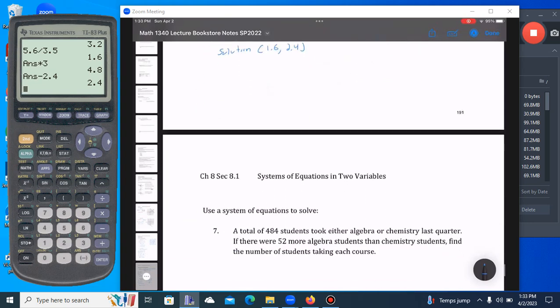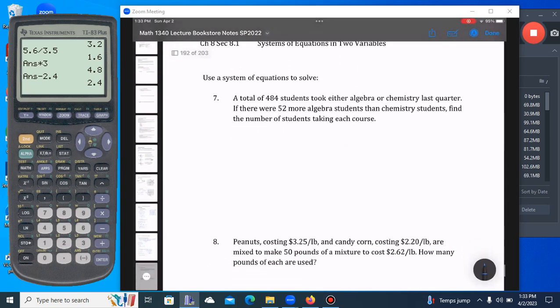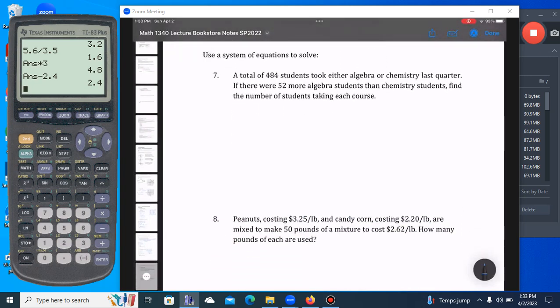Right. Let's do some systems that come from actual applications. That's usually how it ends up being. First question, a total of 484 students took either algebra or chemistry last quarter. If there were 52 more algebra students than chemistry students, find the number of students taking each course. I'm assuming these courses don't allow you to take them both at the same time. Maybe they both are offered at the same time.